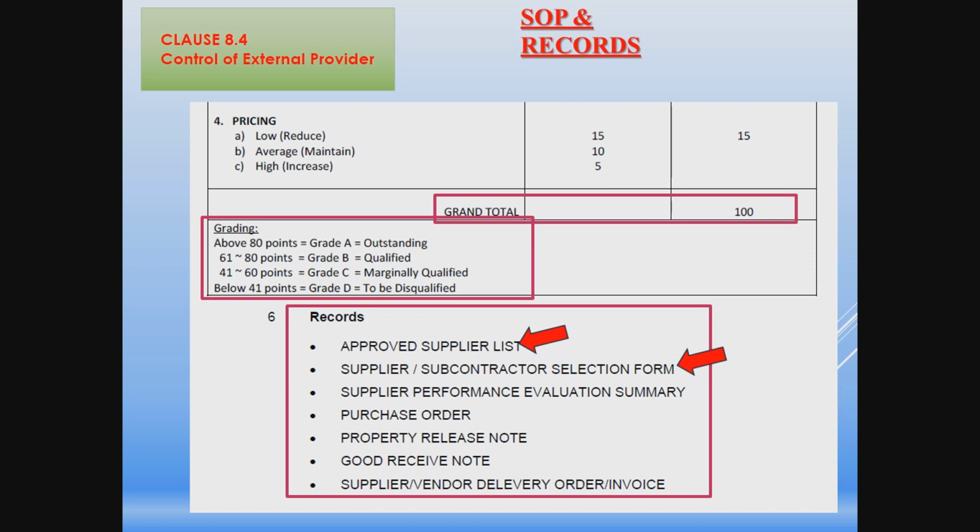Once a year, you need to have the supplier performance evaluation summary. You can select the top 10 or top 20 suppliers to evaluate. Top means those you always order material from, or give a service to.